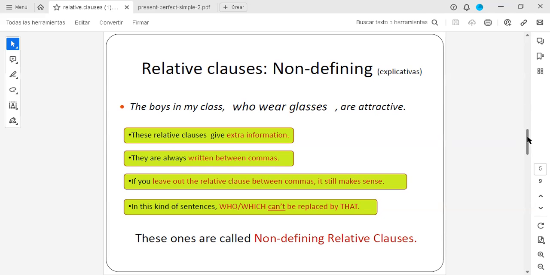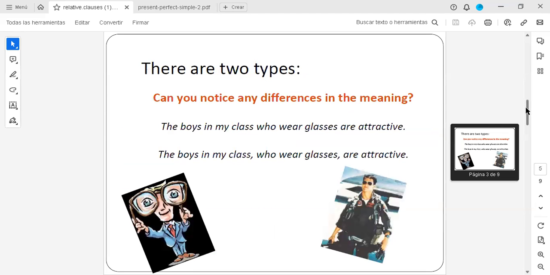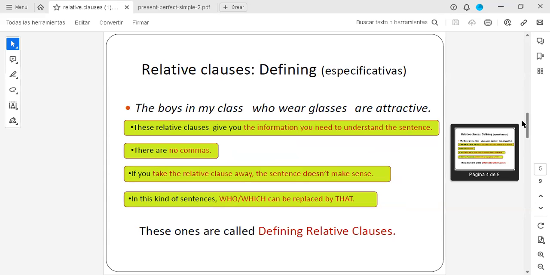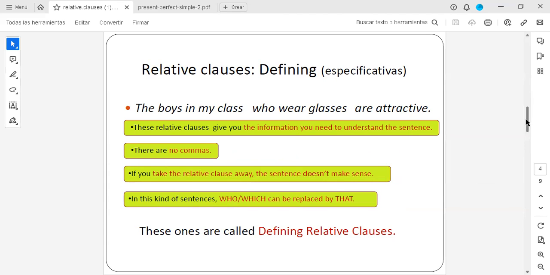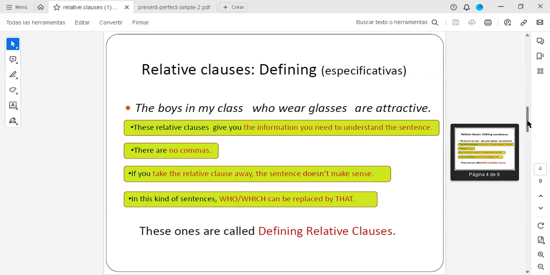In what part of the vocabulary will you use this type of exercise? When you want to provide extra information, cuando ustedes quieren dar información adicional, por ejemplo, acá, cuando son defining, son especificativas para aclarar algo, la información que necesitamos para entender la oración, las defining. Recuerden que ahí los tenemos que ir utilizando los pronouns, who, which, what, depende de a qué nos queremos referir.